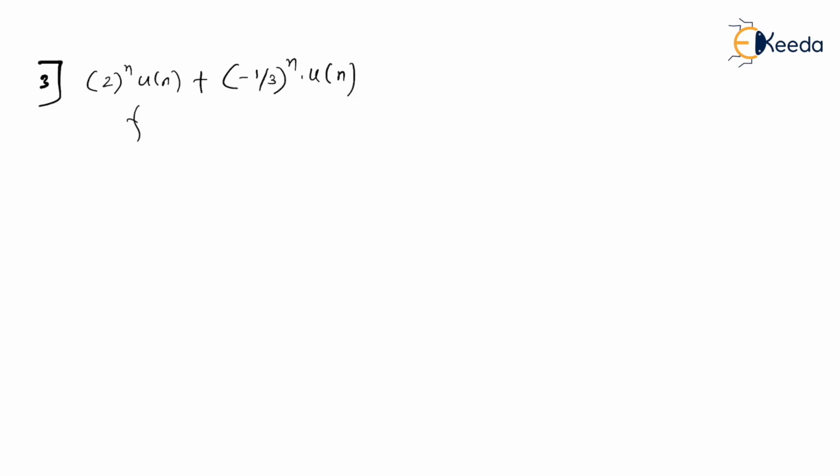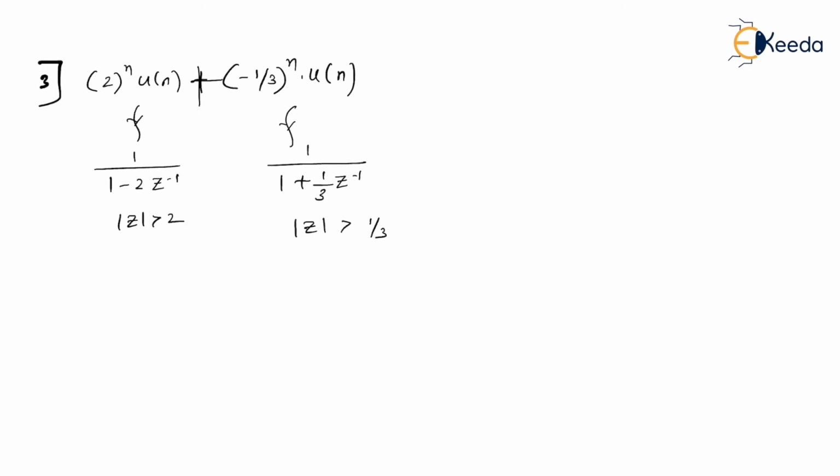So we directly know the z transform for this. It is 1 upon 1 minus 2z inverse with ROC mod of z greater than 2. And we know the answer for this also. It is 1 upon 1 plus 1 by 3 z inverse with ROC mod of z greater than 1 by 3. And we have a plus sign in between, so I must give a plus operator here, because I'm just using the linearity property here, am I right? Whenever there is a linear combination of signals together, the output will be a linear combination of the individual z transforms.